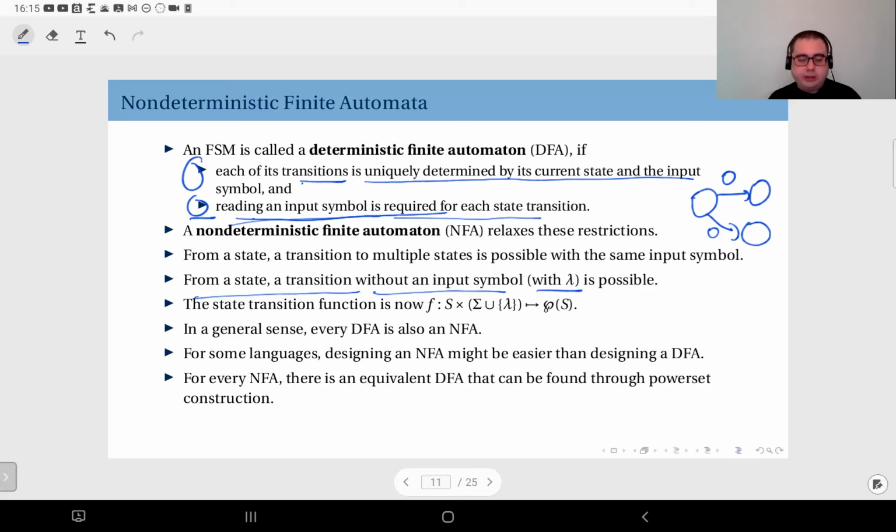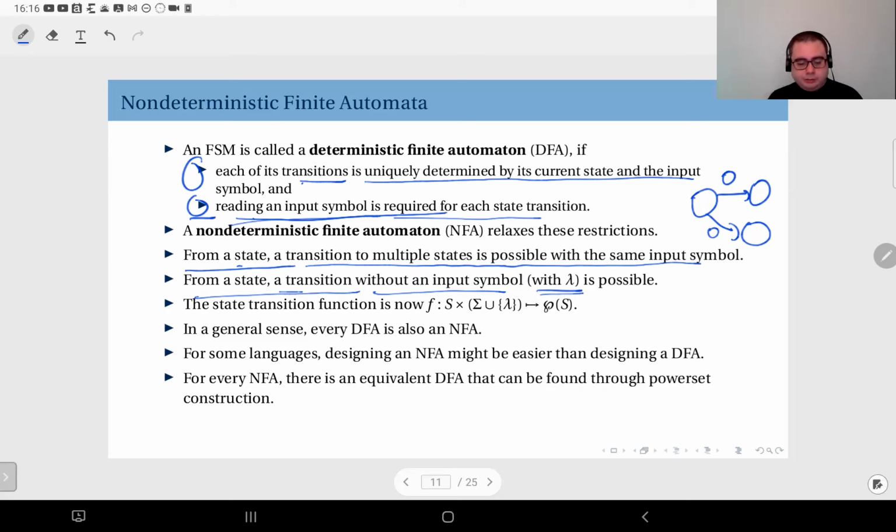Okay, so essentially two properties set non-deterministic finite automata apart from the deterministic counterpart. One, from a state, a transition to multiple states is possible with the same input symbol. Multiple in the sense that in one execution, maybe you transit to one of those states, but in another execution, you might transit to another one. And you also have transitions with lambda.